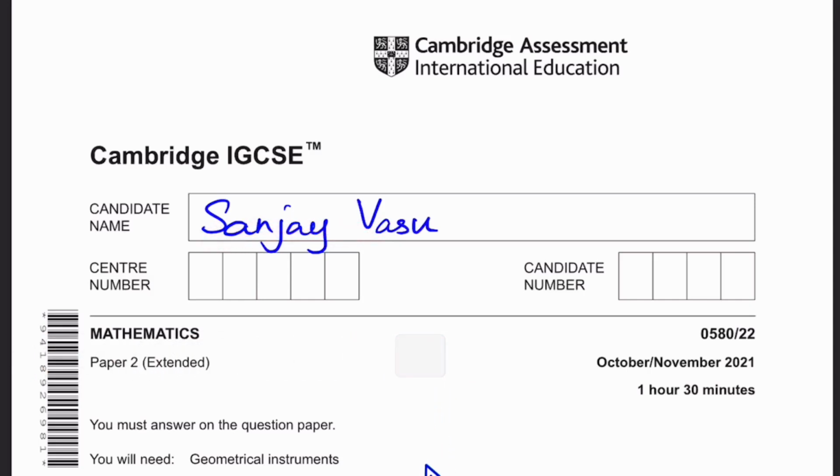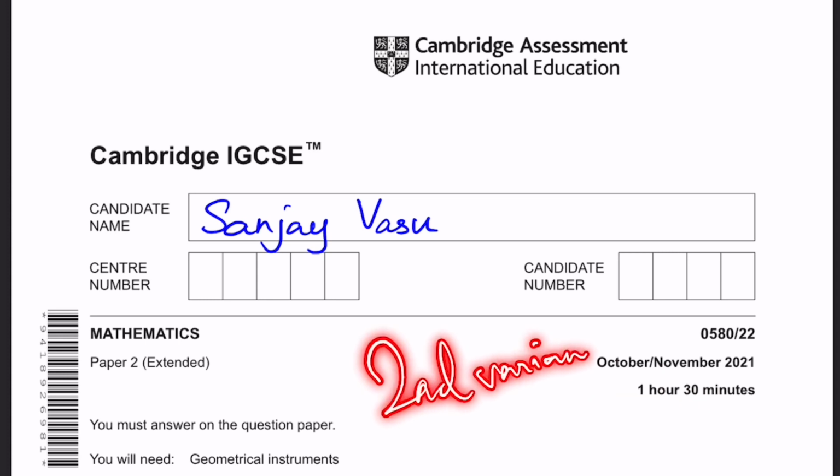This time I'm doing it on Cambridge IGCSE Mathematics for Paper 2 Extended October/November 2021. By the way, this is also the second variant of this paper.